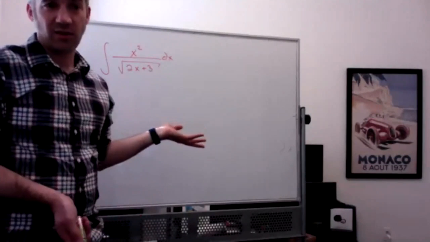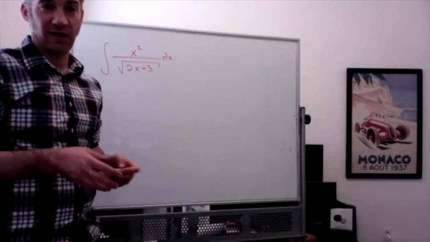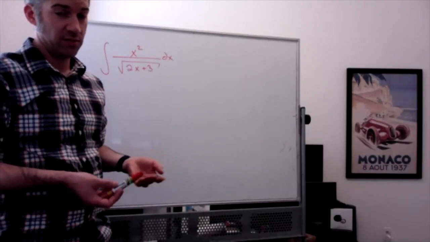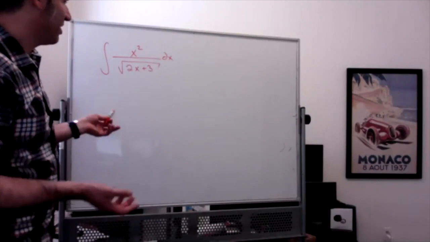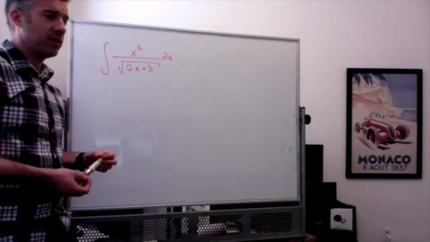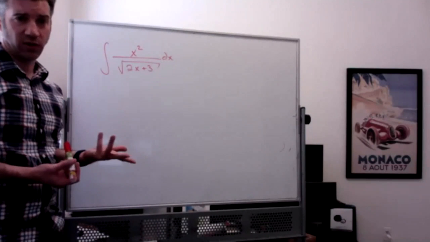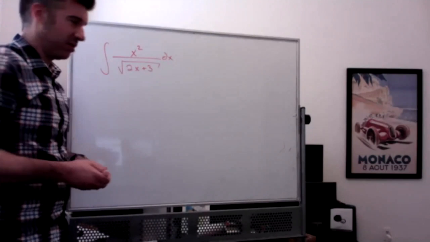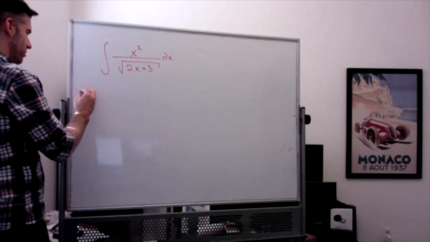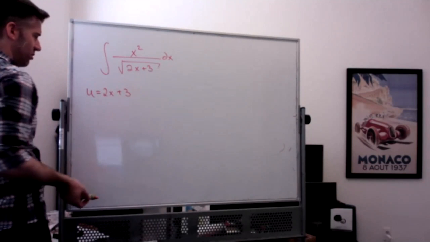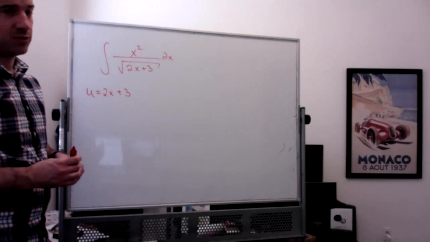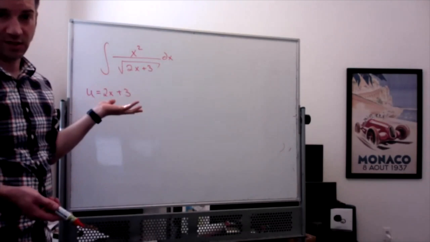Really, before I said any of that, I should ask myself, can I do a U substitution? Because the U sub is usually the first thing we try to do. And we can, but it doesn't feel quite right. The only really plausible choice for U here is 2x plus 3, because 2x plus 3 is stuck inside the square root.